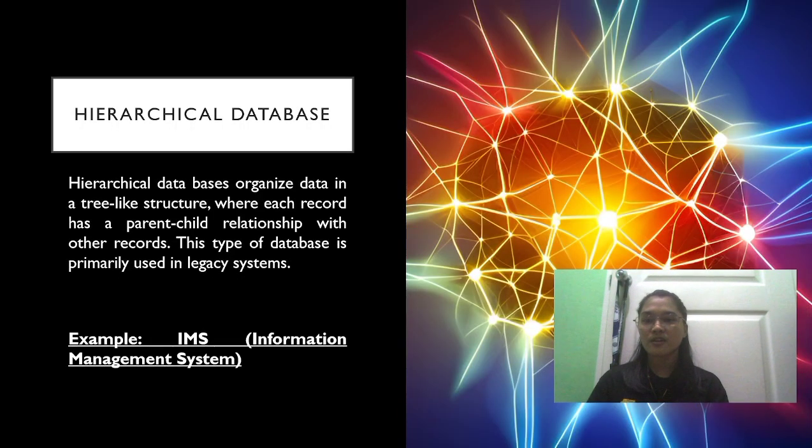Next is the hierarchical database. Hierarchical databases organize data in a tree-like structure in which each record has a parent-child relationship with other records. This type of database is primarily used in legacy systems. An example of this is IMS, or the Information Management System.